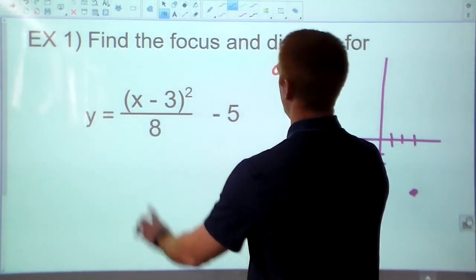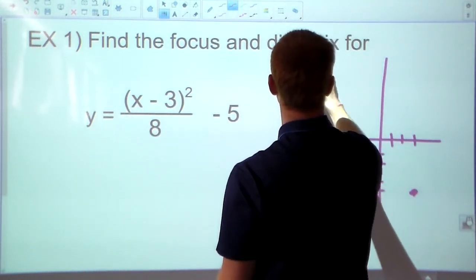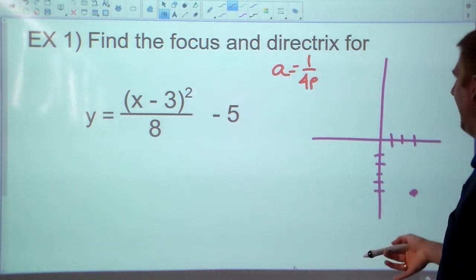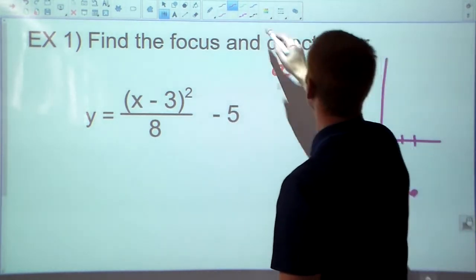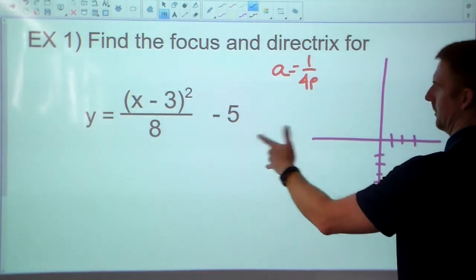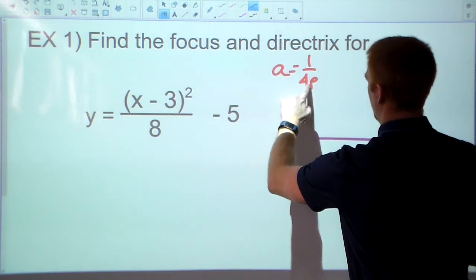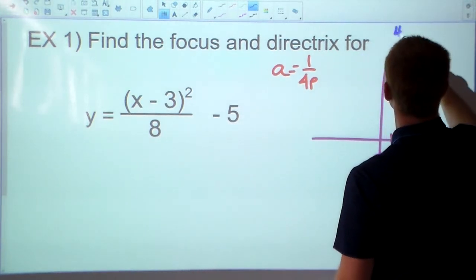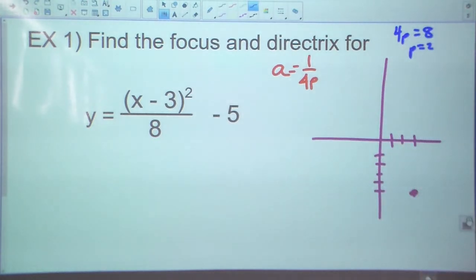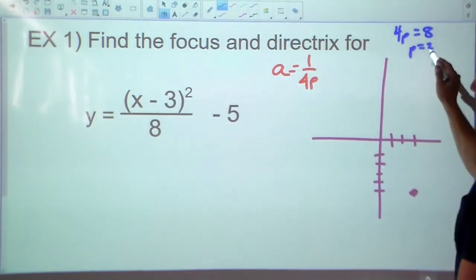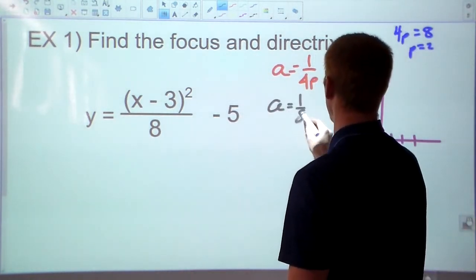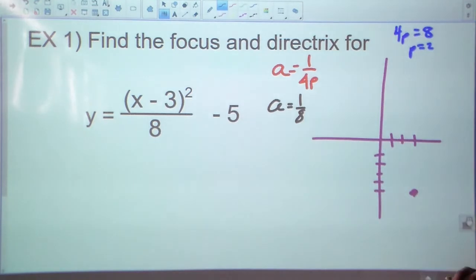Let's find that a value. So a is going to be 1 over this number. So 4p is 8 in this case. And I don't want to make this too crazy. Usually most students are okay to just think about it this way. If I want 4p to be 8, then p would have to be 2. You probably don't need to do much algebra to see that. But p equals 2, that's going to be handy when we find the focus and directrix. But really for now, a is just going to be 1 over 8.